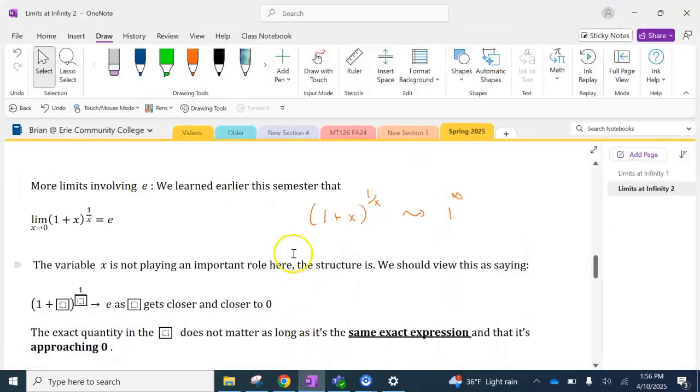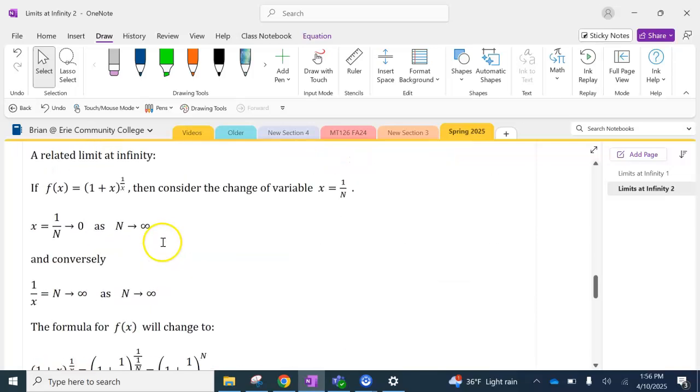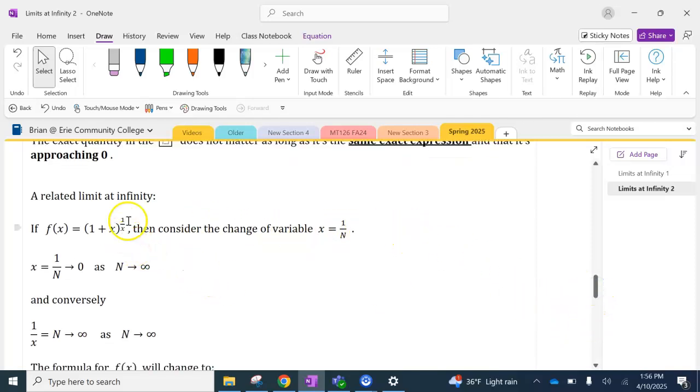Now, how is this related to limits at infinity? We're going to make a quick change of variables. We also talked about how the specific variable x is not as important; as long as the quantity in the structure 1 plus that quantity raised to 1 over that quantity is going closer and closer to 0, that expression will approach e. We're going to replace the exponent, 1 over x, which is approaching infinity as x goes to 0, by another variable. So we're going to let x equal 1 over n.